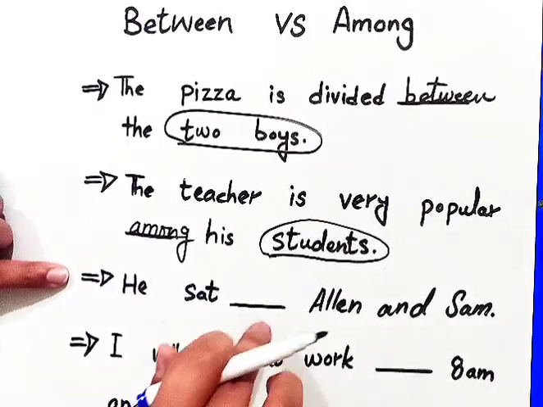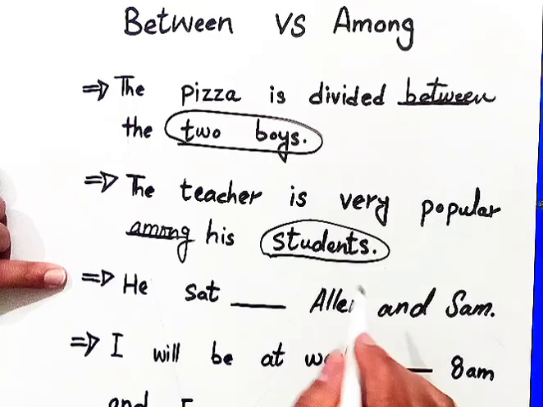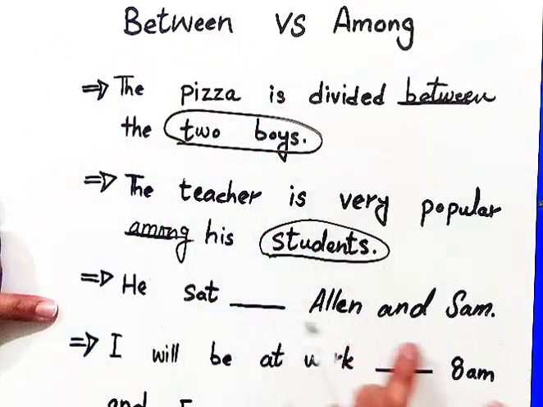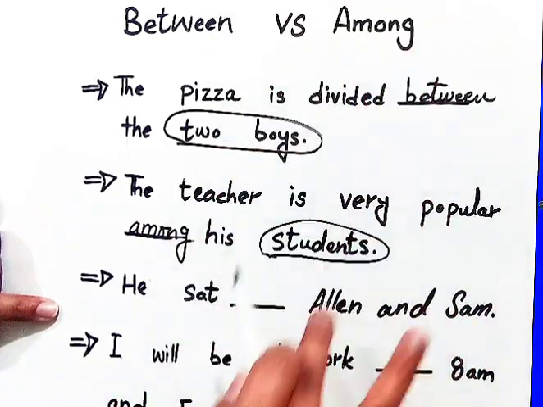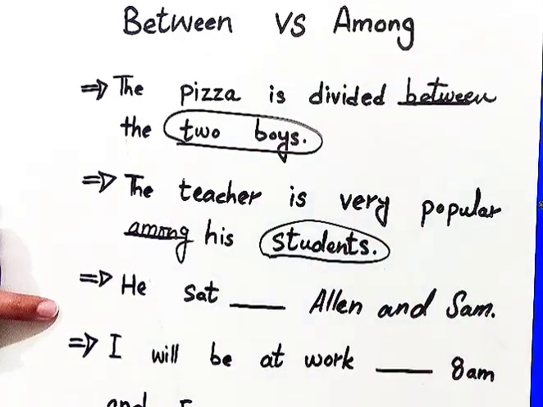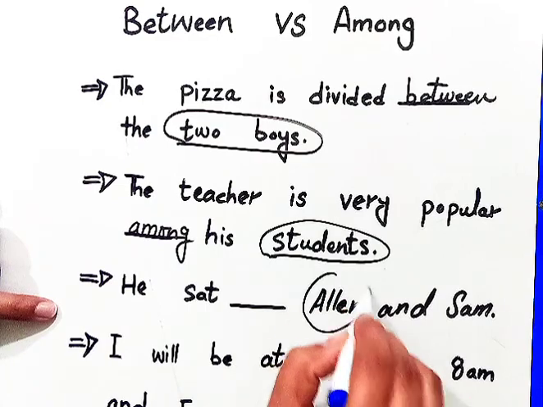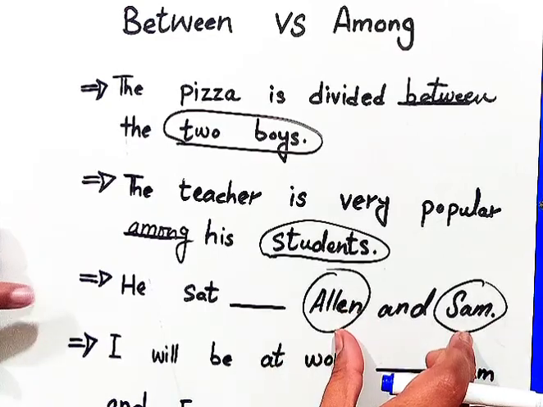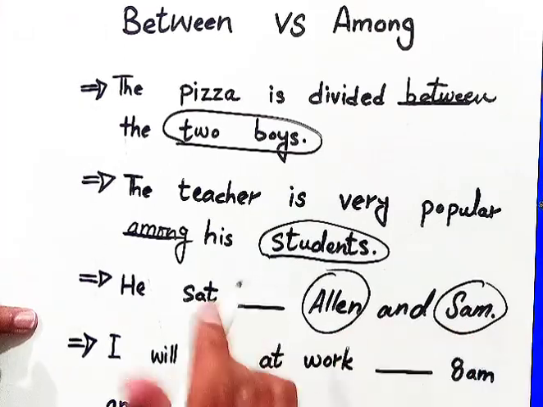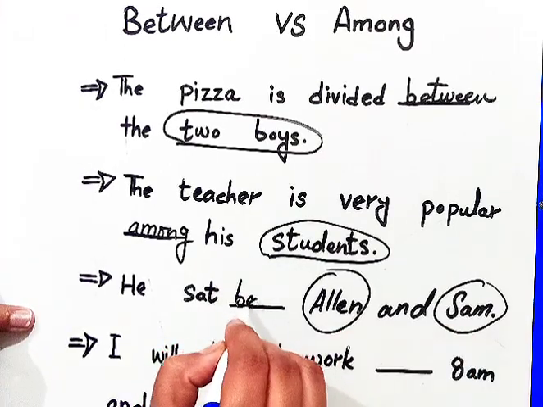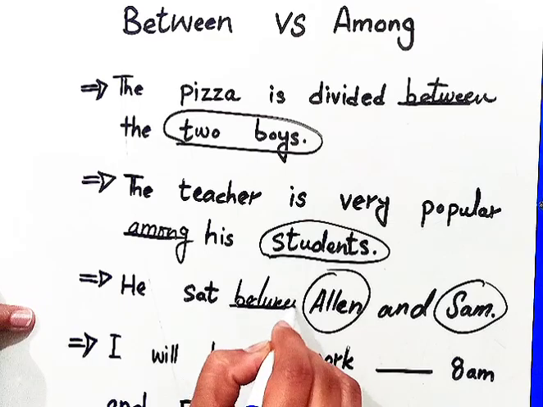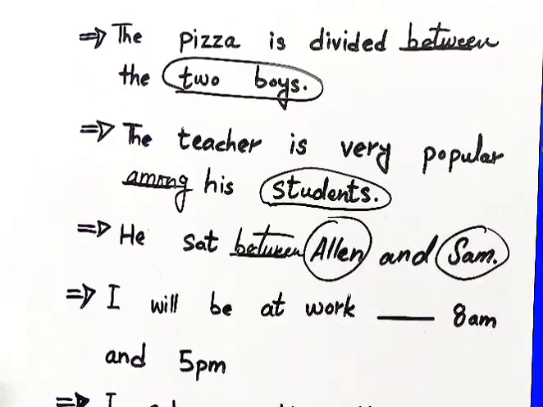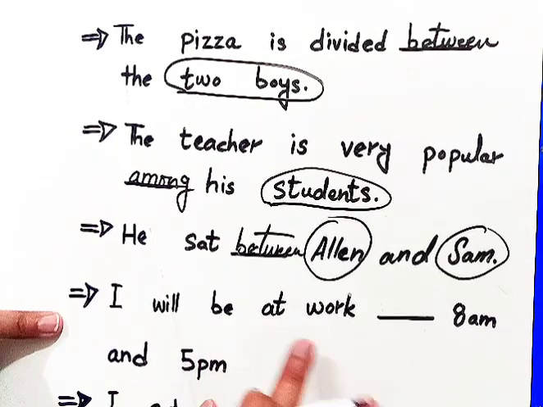Next one is he sat blank Alan and Sam. He sat between Alan and Sam or among Alan and Sam. Well, there are only two persons, Alan and Sam. It means we will put between here. Between. Right?